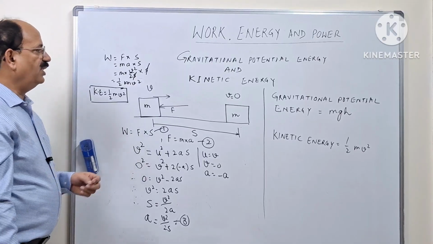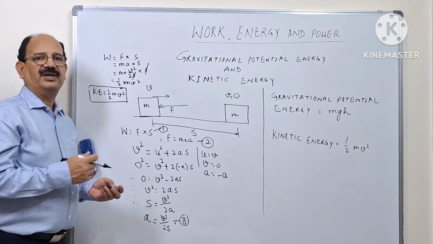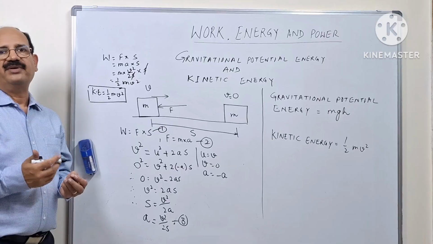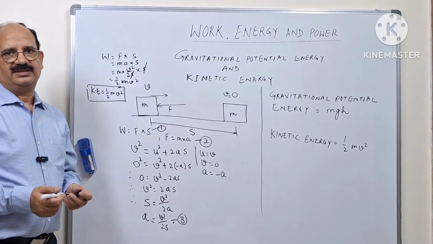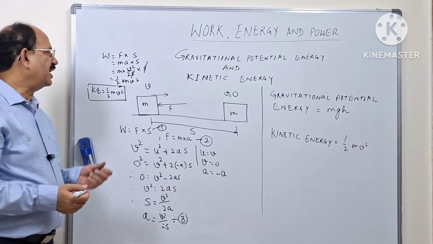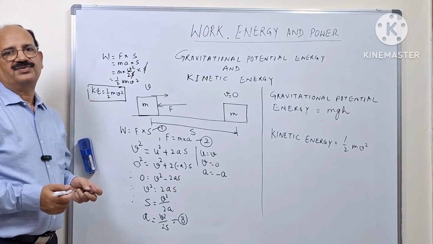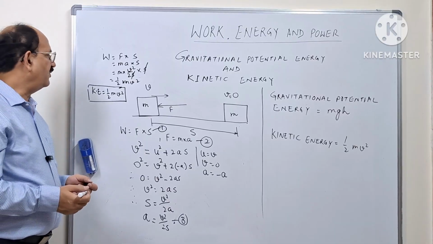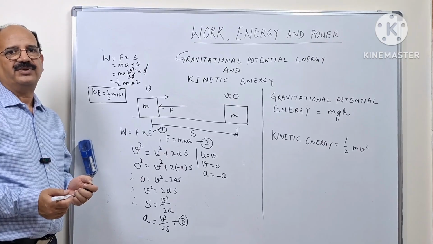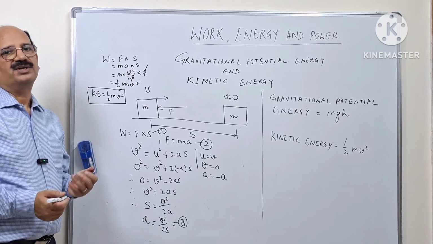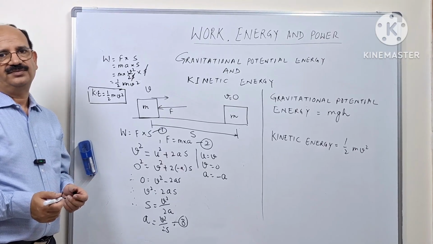So with this example, you would have been very clear how the gravitational potential energy formula is derived as mgh, and how the kinetic energy formula is defined as half times m, which is mass, into v square, where v is the velocity or speed of the body.